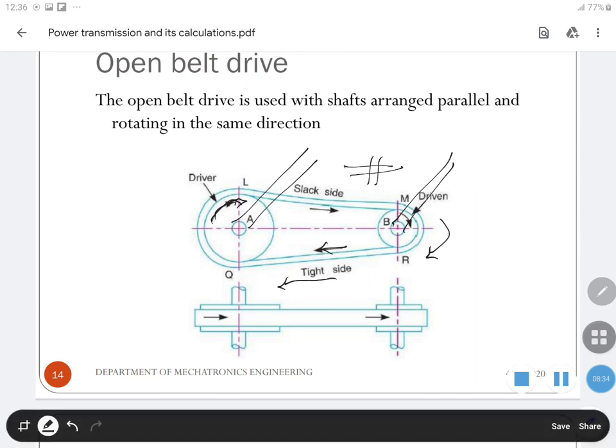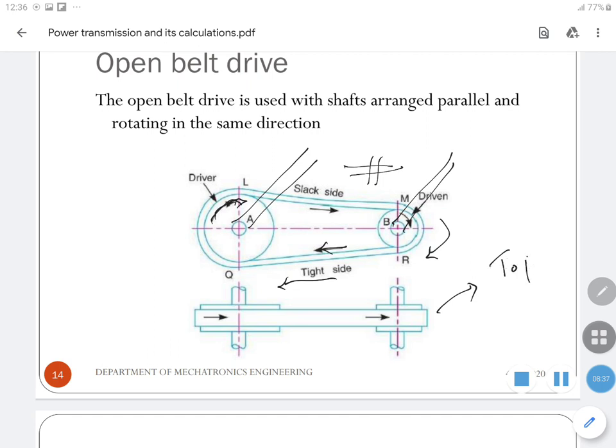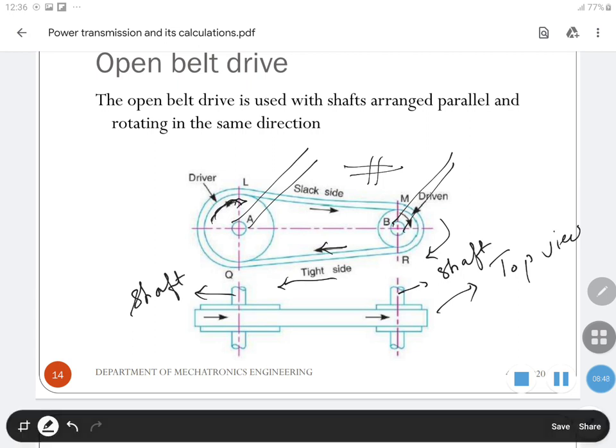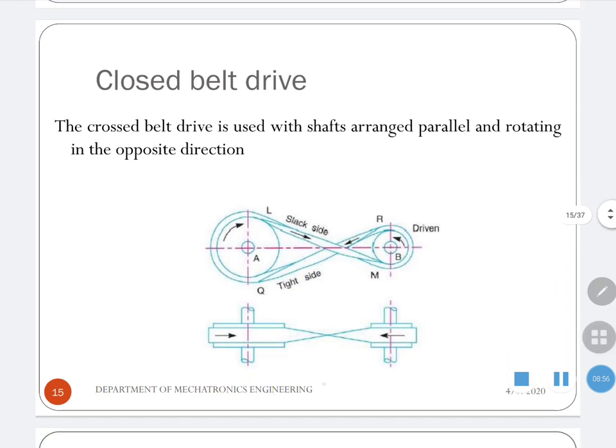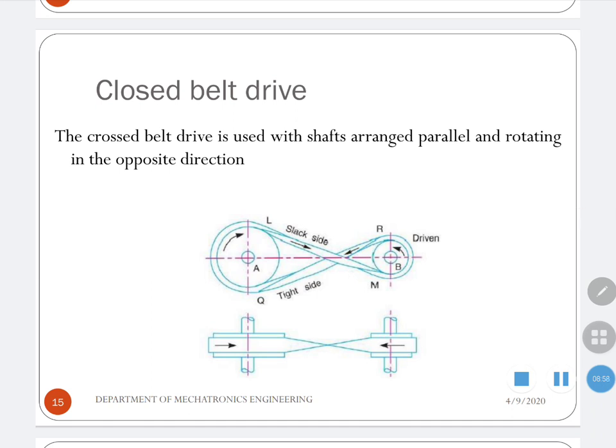This is the top view of that. Here you can see this is the shaft, and this is also a shaft. Then close belt drive. Close belt drive is used with shafts arranged in parallel. Here also you can see both the shafts are arranged in parallel and rotating in opposite direction. Suppose we need to rotate the driven pulley in the opposite direction, you can use this mode.